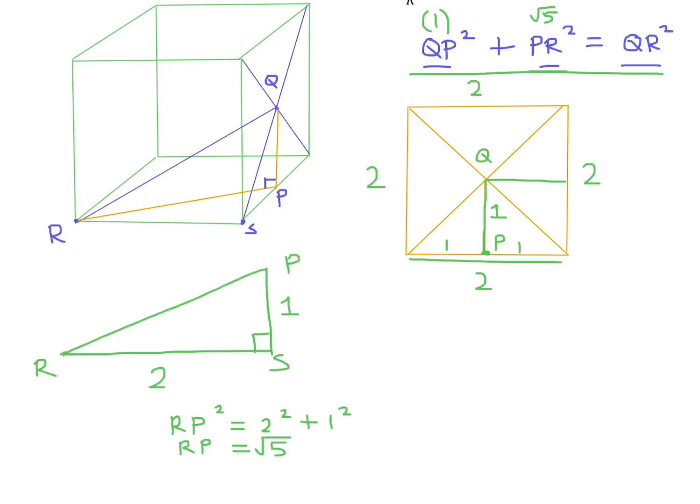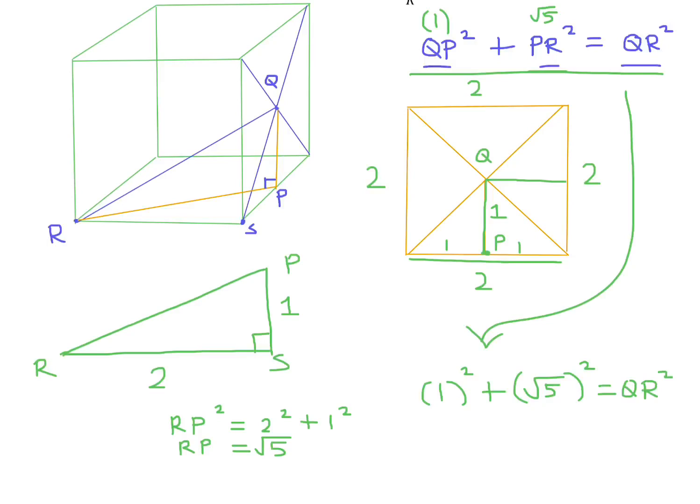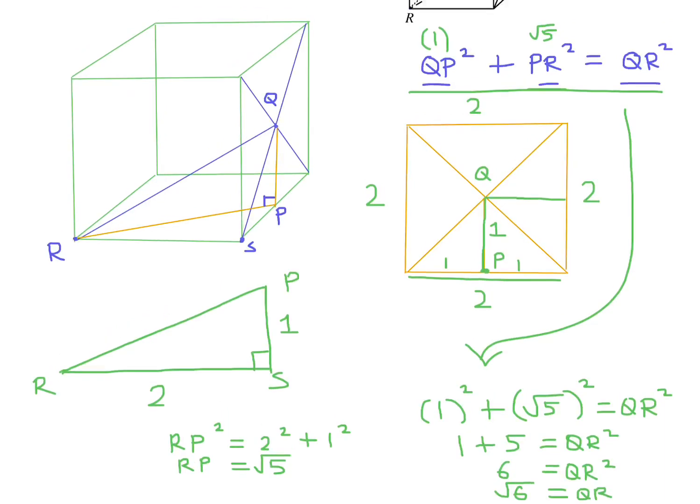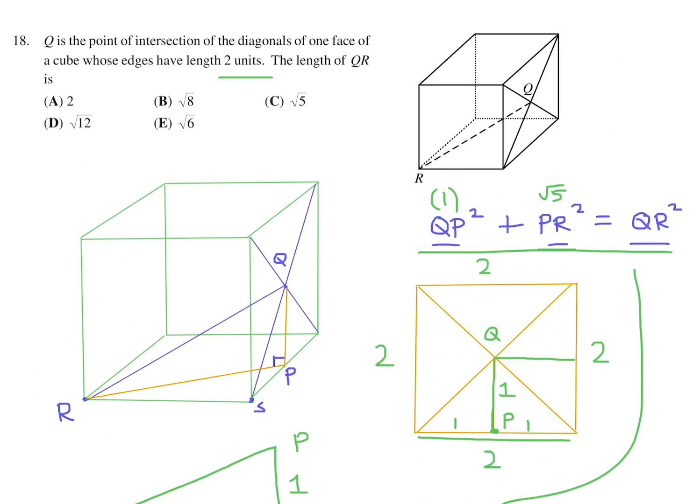So now we can solve for this. We've got QP squared, which is 1 squared, plus PR squared, which is the root of 5 squared, is QR squared. So we've got 1 plus 5 is QR squared. QR squared is 6, that is. And therefore, finally, QR is equal to the square root of 6. And that would be choice E.